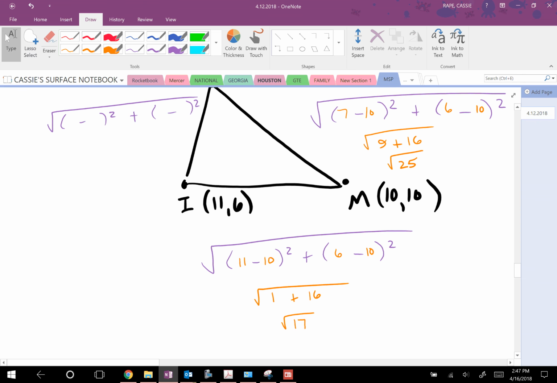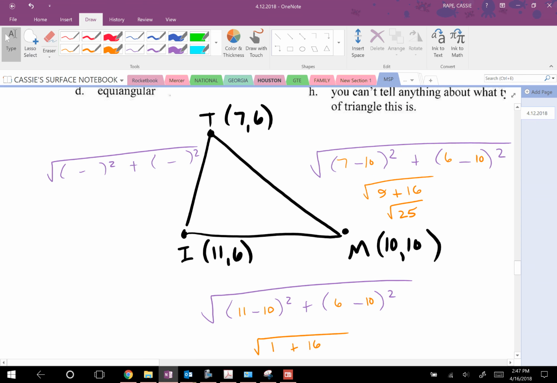Okay. Lastly, going between T and I, 7 and 11, and 6 and 6. So 7 minus 11 is -4. When you square that quantity, you get 16, and 6 minus 6 is 0. Square root is still 0. So that's the square root of 16.